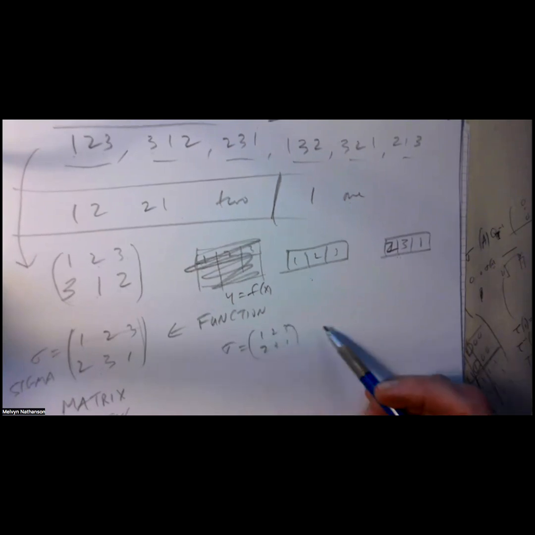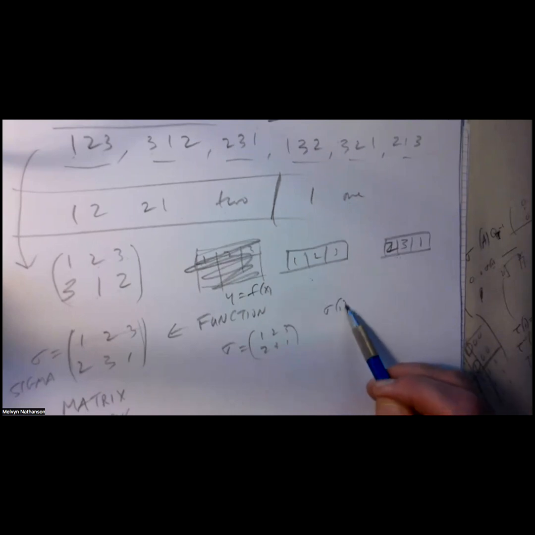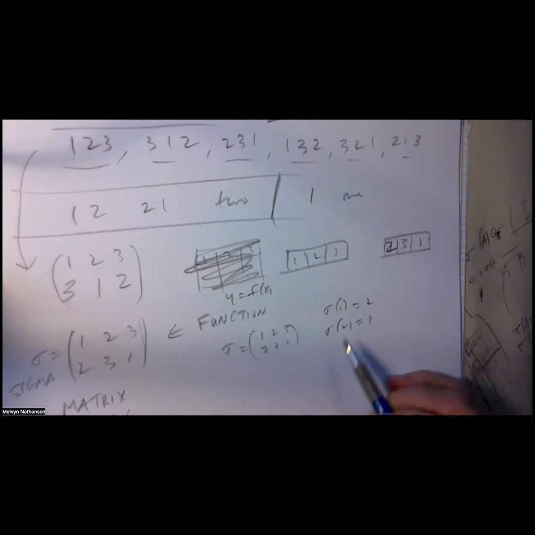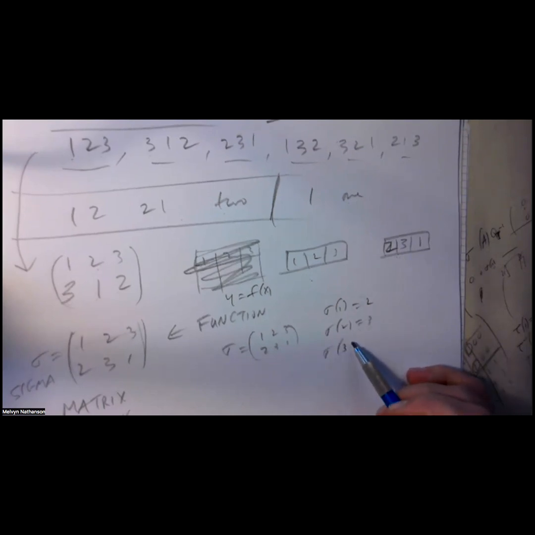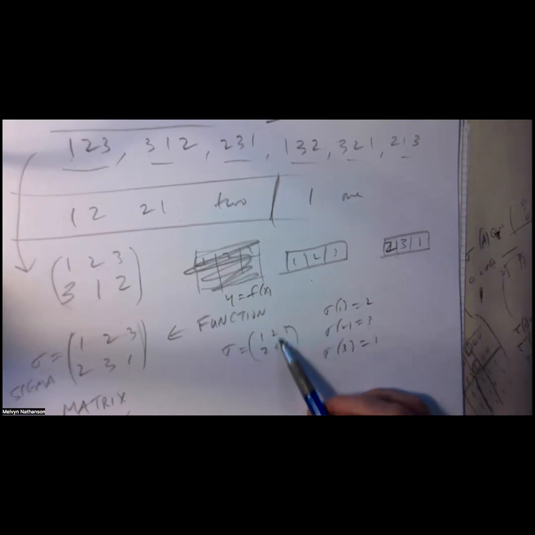So I'm going to call this sigma. In this case, if sigma is 1, 2, 3, 2, 3, 1, this is the function such that sigma of 1 equals 2, sigma of 2 equals 3, sigma of 3 equals 1.